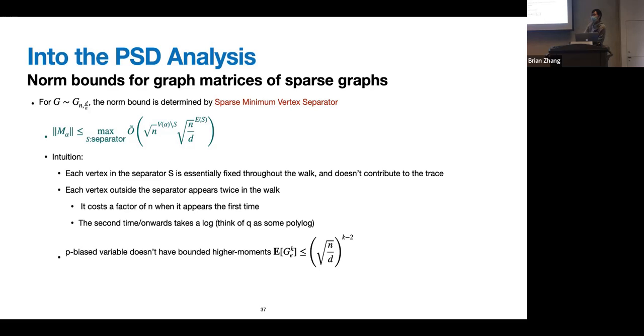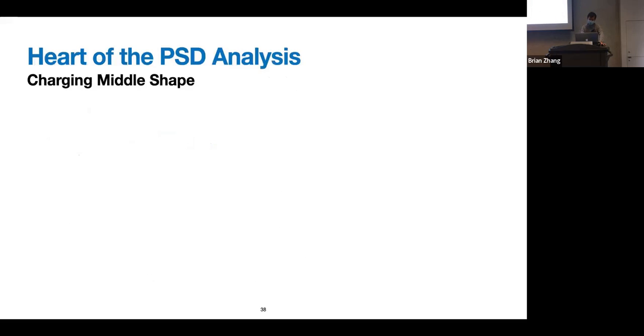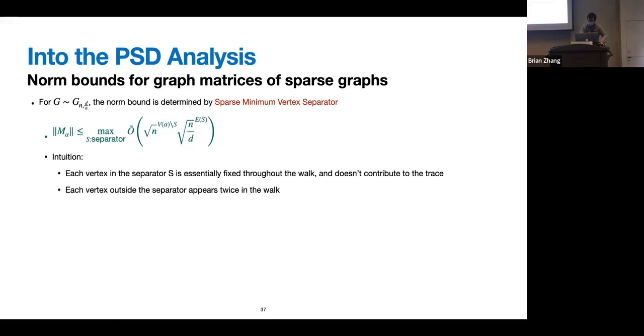However, the p-biased random variable no longer has bounded higher order moments. They're going to grow by root n over d. That's why edges inside are going to contribute to the norm. And that's how we show the norm bound.